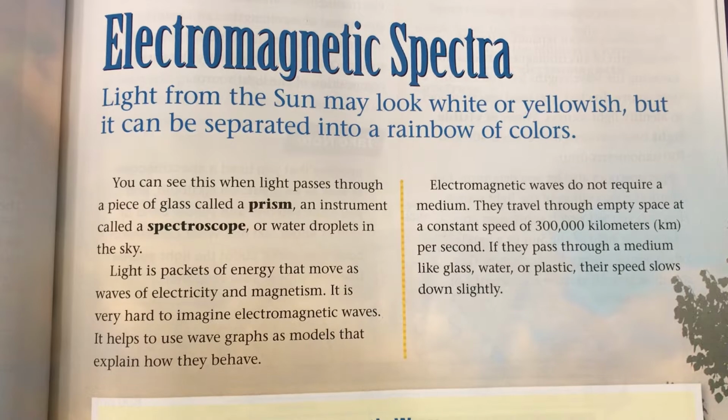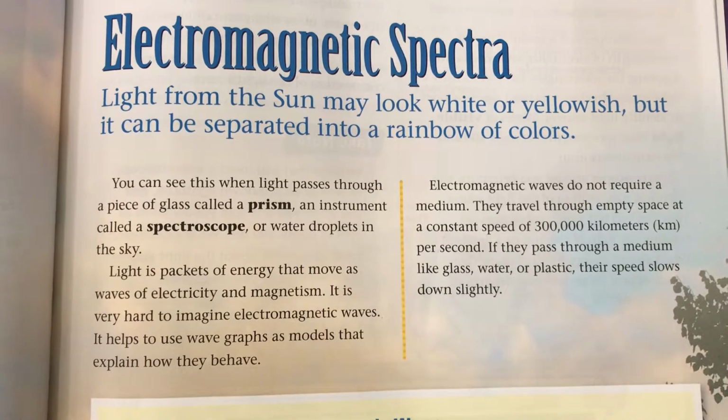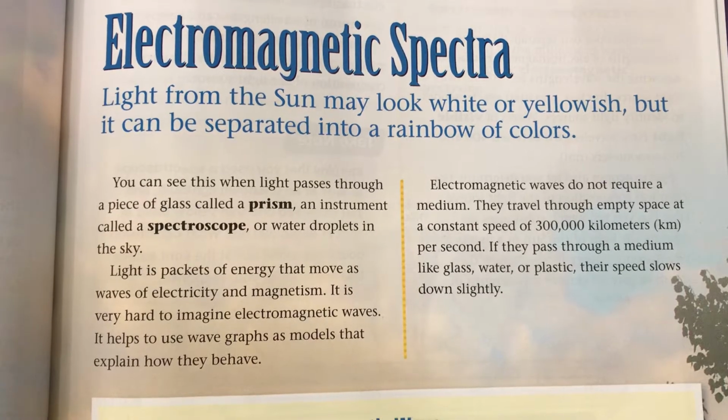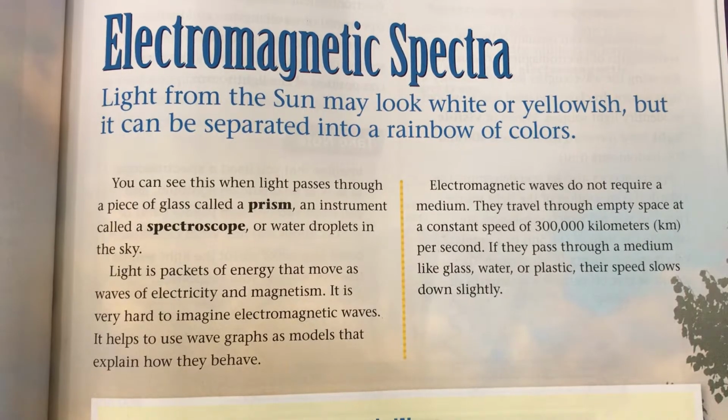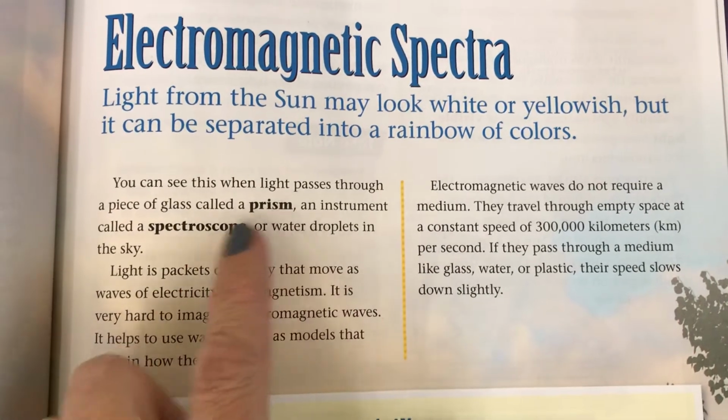Light from the sun may look white or yellowish, but it can be separated into a rainbow of colors. You can see this when light passes through a piece of glass called a prism, an instrument called a spectroscope, or water droplets in the sky. Would you please highlight prism and spectroscope?